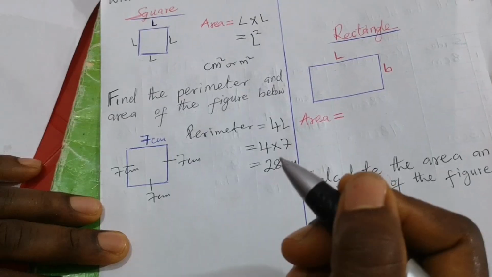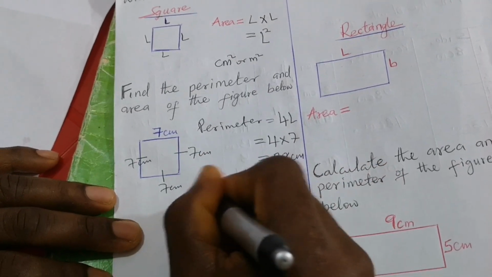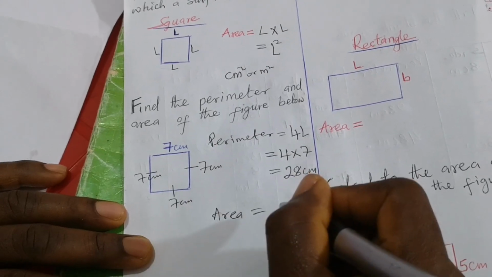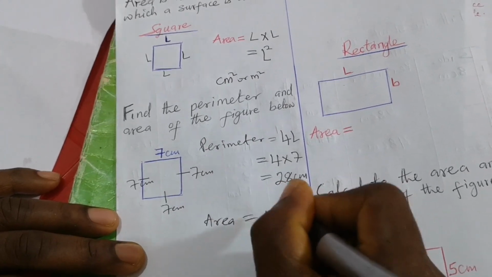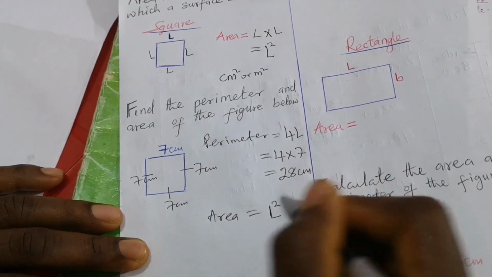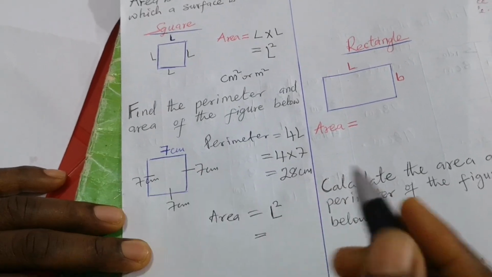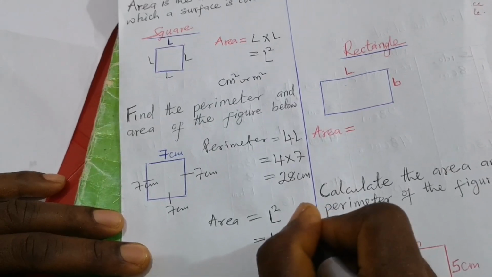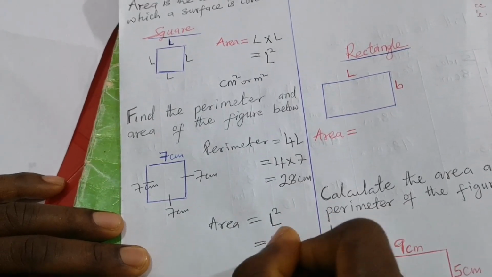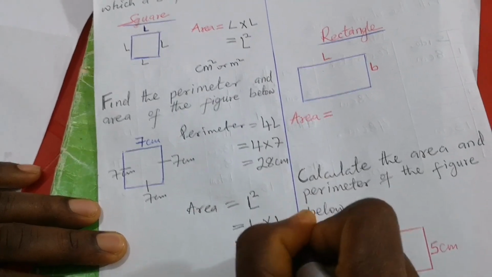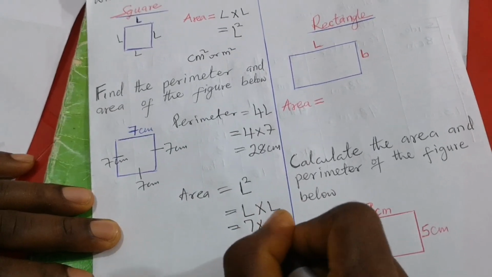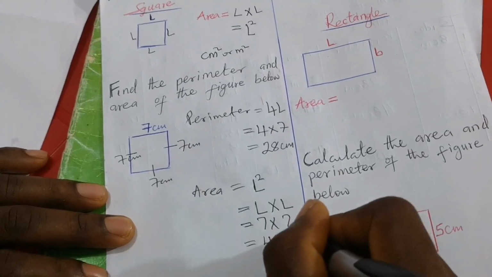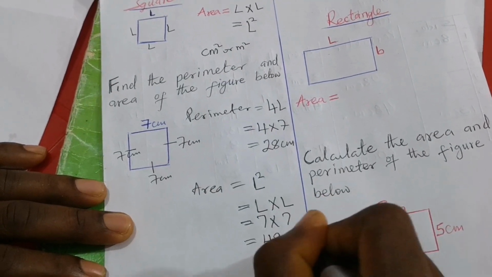The next is to calculate the area. Can you remind me the formula for calculating the area of a square? You have done well. That is L square, where L is the length. So that we now have L. Length square means length times length, which is equal to 7 times 7, which is equal to 49. And since we have cm here, it's going to be 49 cm square.